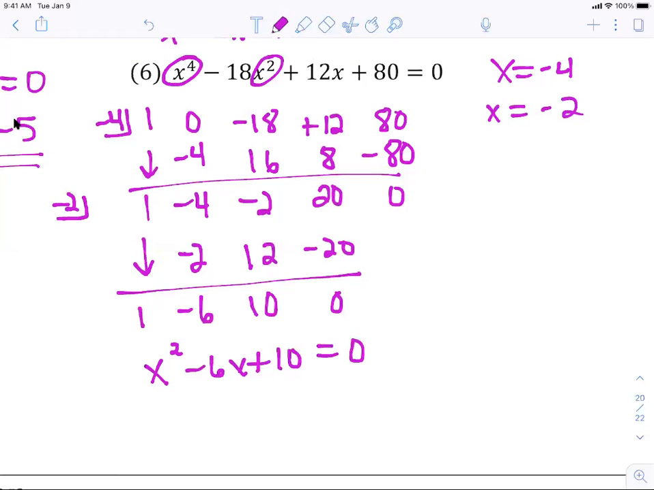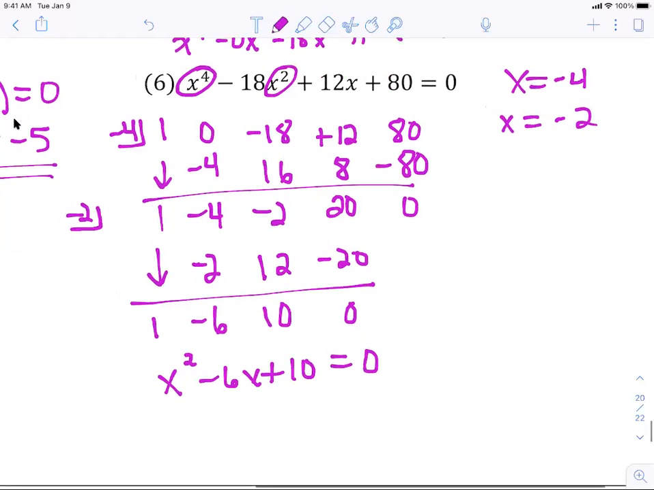All right, if you perform synthetic division twice, the final polynomial you should have gotten was x squared minus 6x plus 10. When you do that, remember, you should make sure you have a remainder of 0 for both of those synthetic divisions, because both of them are actually zeros. These are actually 2 of my 4 solutions.